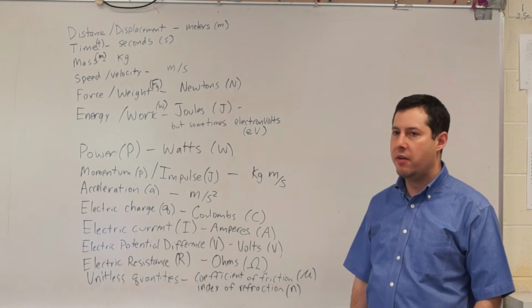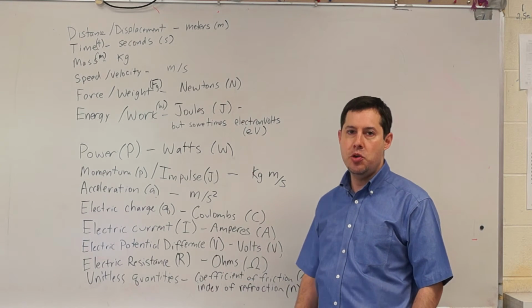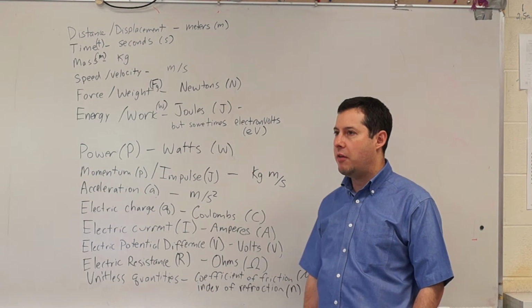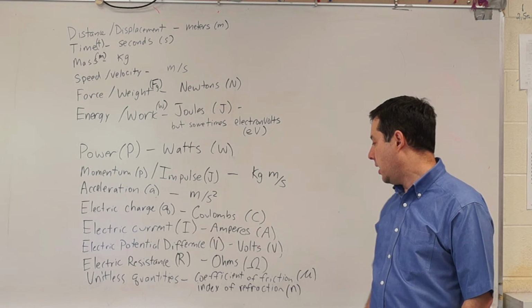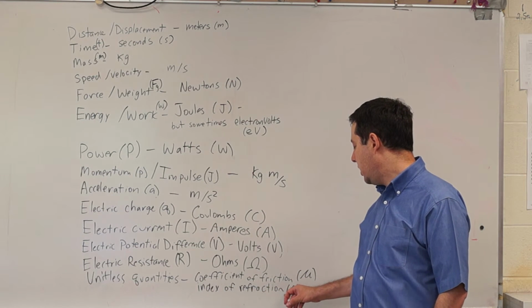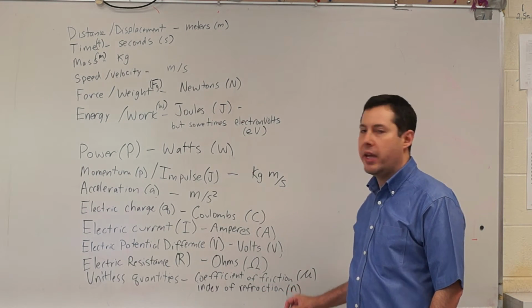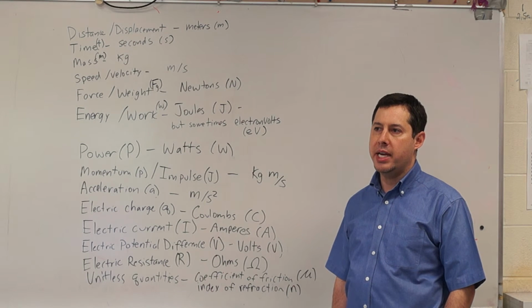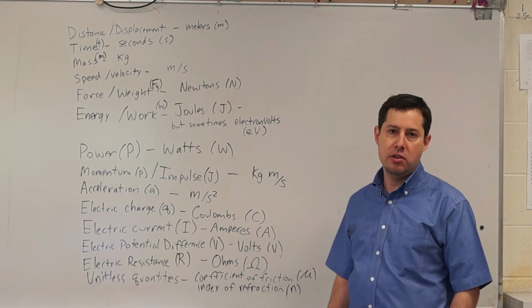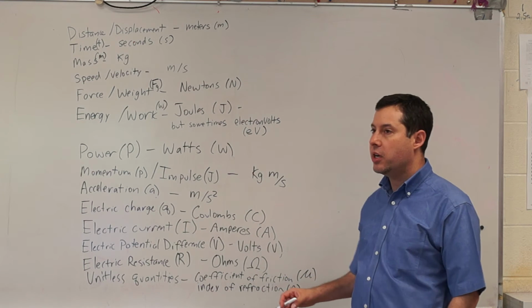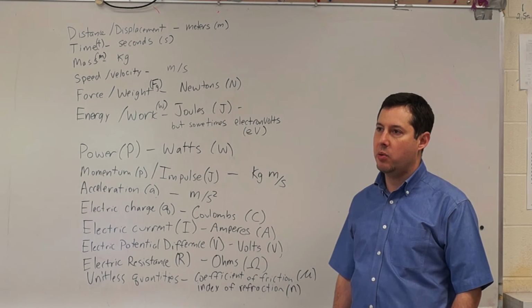And sometimes we'll have unitless quantities that have no units associated with them at all, and they're often ratios of different things, like the index of refraction is a ratio of the speed of light in a vacuum to the speed of light in a material. Letter n has no unit. Coefficient of friction has no unit. It goes by a Greek letter called mu.